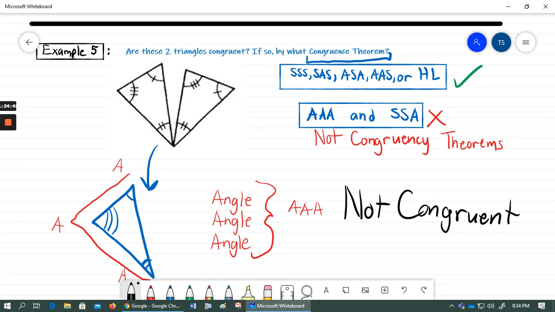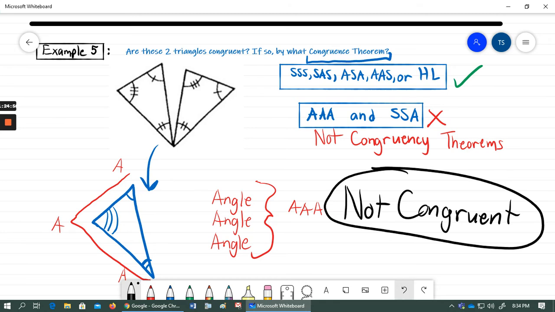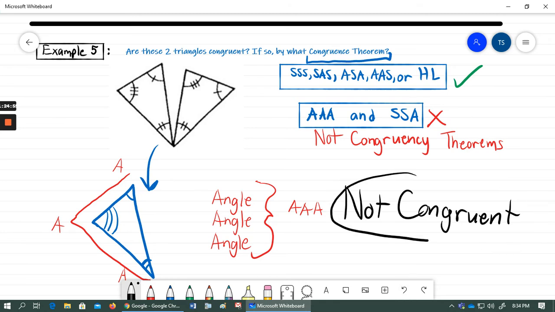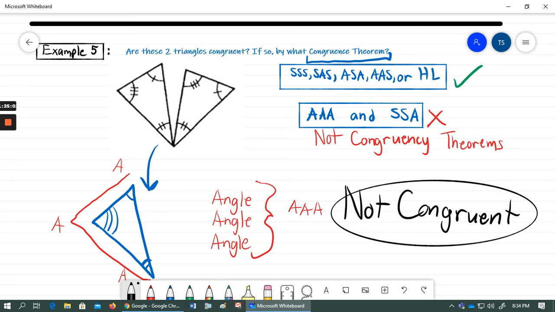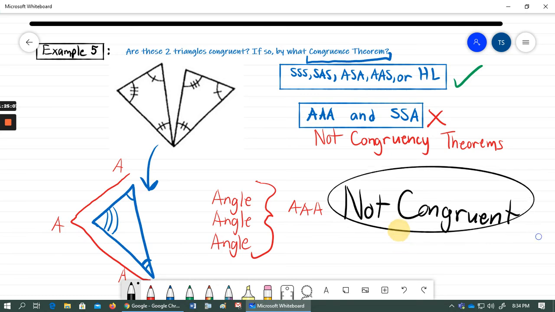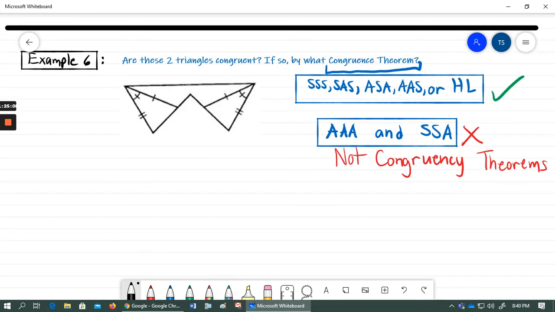Or at least we certainly do not have enough information to be able to say that they are congruent. Let's put it that way. We don't have enough information to state that they are congruent. So as far as we're concerned, they're not congruent. Alright, next example.